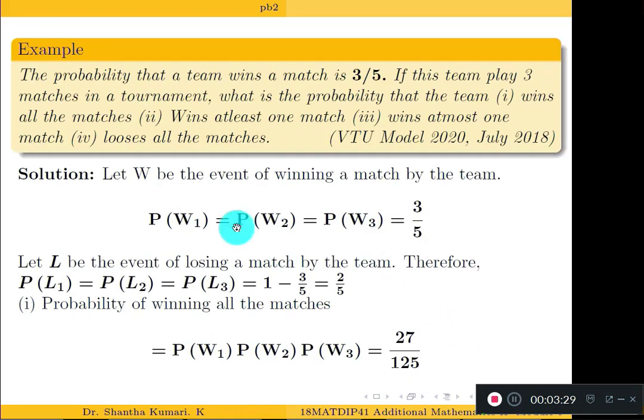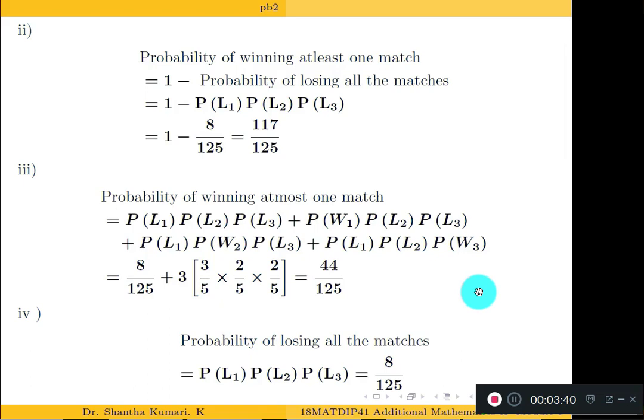What is the next question? No, only 4 questions, correct? Very simple and standard questions. We'll go to the next question now.